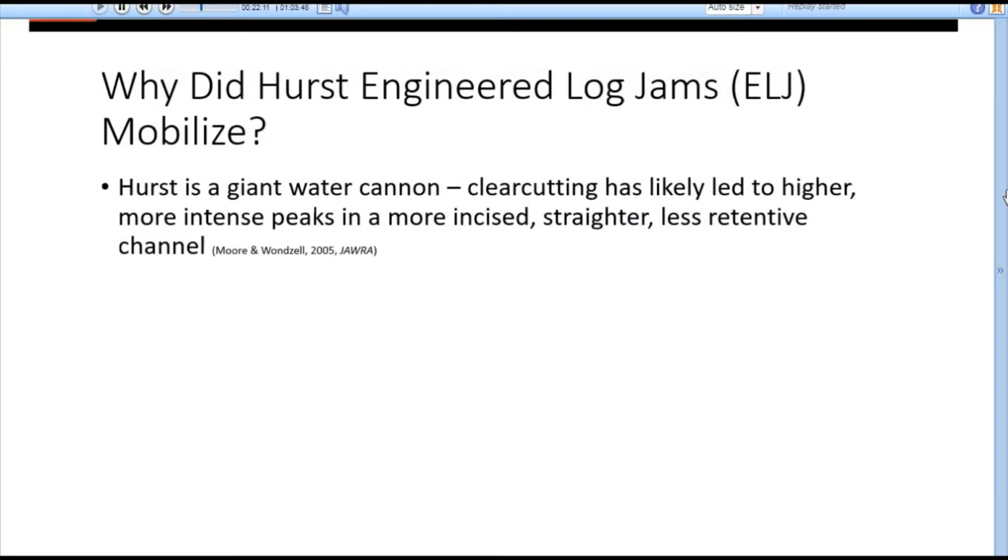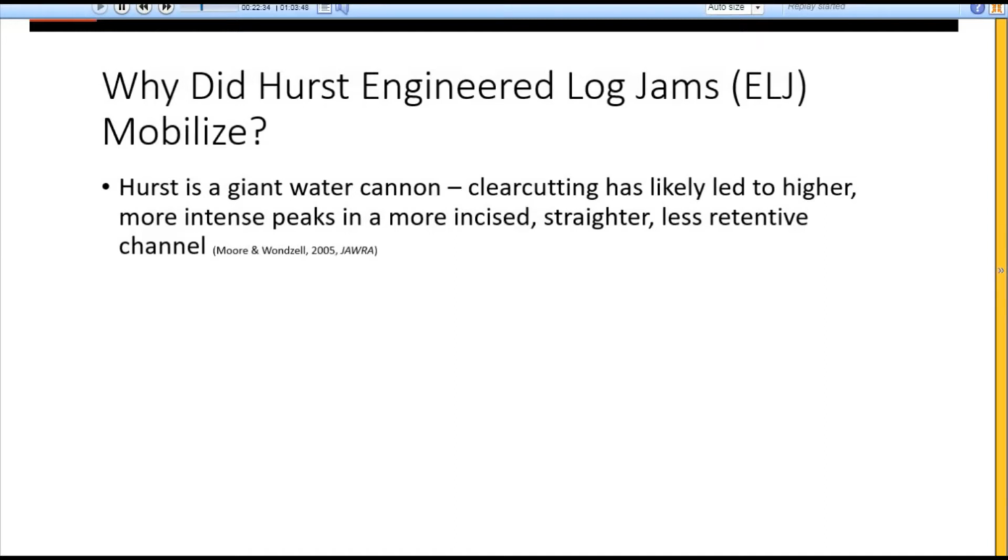Not great. So the question for me, and the reason that I've been working on this project, is why did the jams in Hearst Creek mobilize? Why did this project essentially revert back to pre-restoration condition? So we can use the wood regime and some concepts that I'll also discuss later on in this talk to start to answer this question.